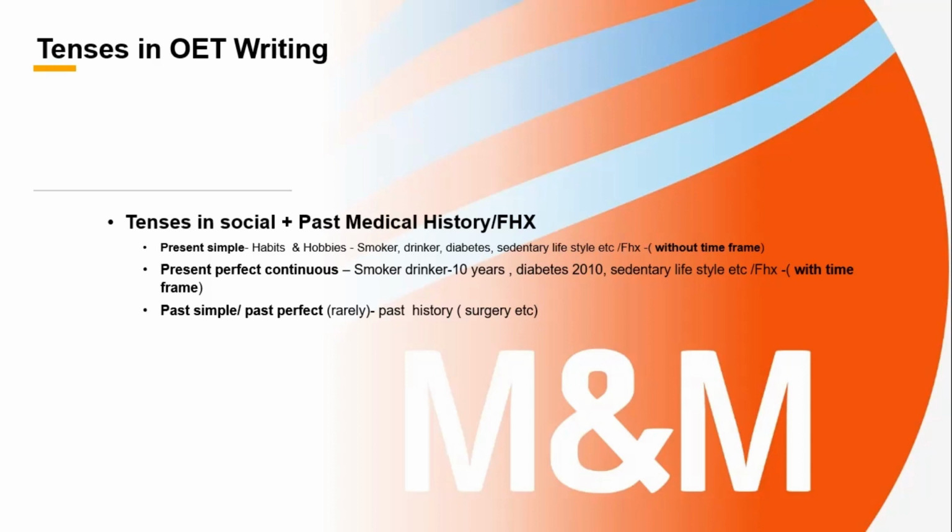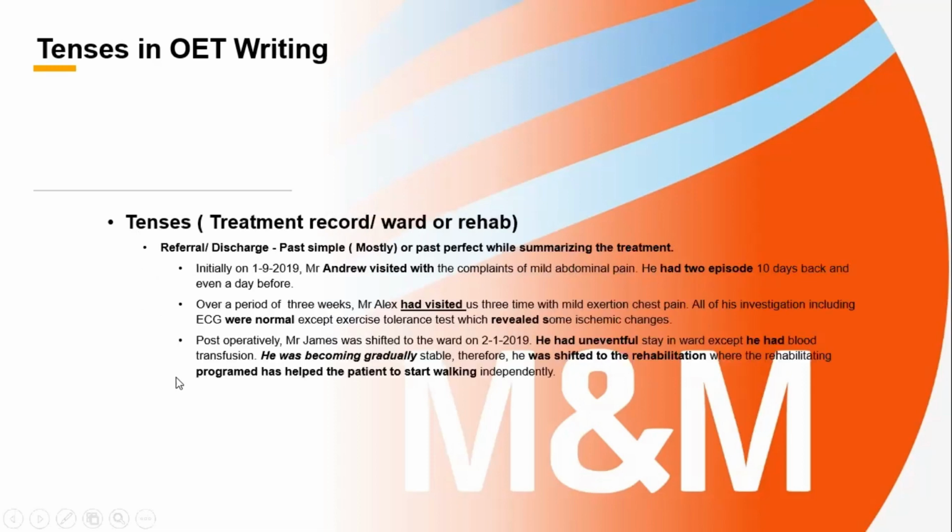These are a few examples of how we can use the present perfect continuous tense when discussing the social plus past medical history paragraph. Normally we write in the present tense, either present perfect continuous or present simple. At times, quite rarely, we can also incorporate the past simple tense or maybe the past perfect tense. Let's say he had an appendectomy, he had the removal of a lump, let's say some years back. Now we can use the past simple tense in the social history paragraph, right? Okay, I'll repeat.